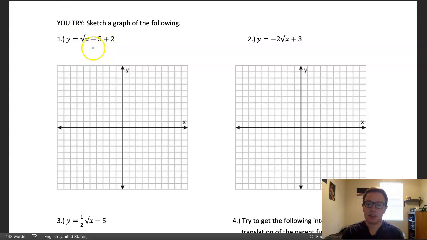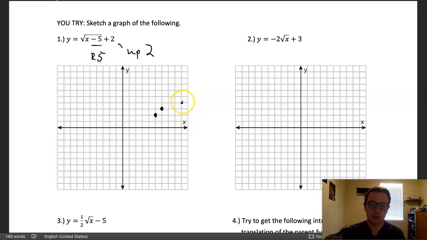For the square root of x minus 5 plus 2, we're going to be moving right 5. Because we flip our horizontals, we're going to move up 2. So we're going to move right 1, 2, 3, 4, 5, up 2. Then we're going to start our basic graph. We're going to go over 1, up 1, just like the square root of 1 gets us up 1. Square root of 4 is 2, so we're going to move over 1, 2, 3, 4, move up 2. And that would be our graph.